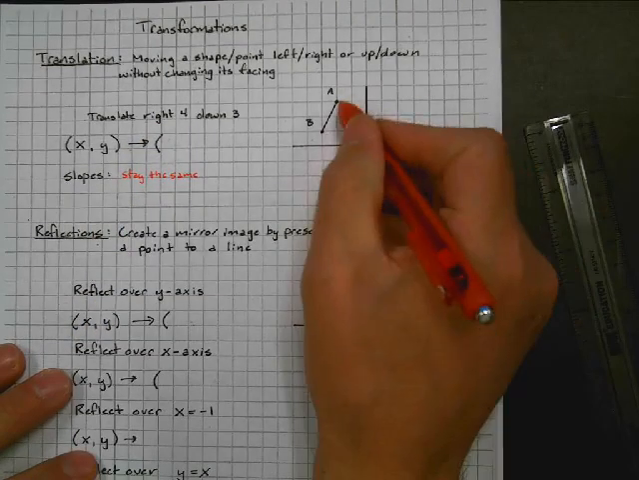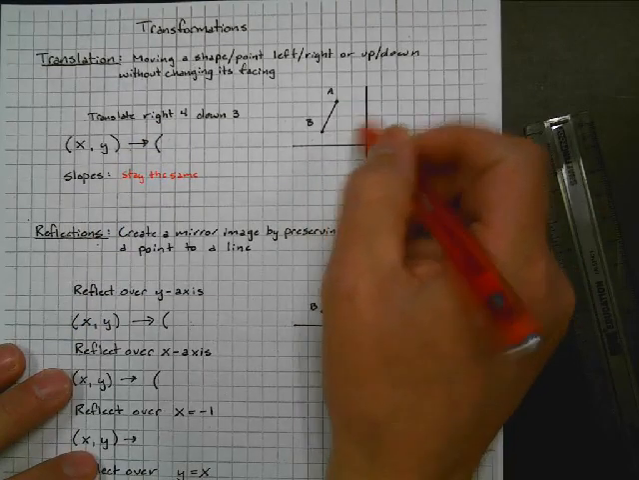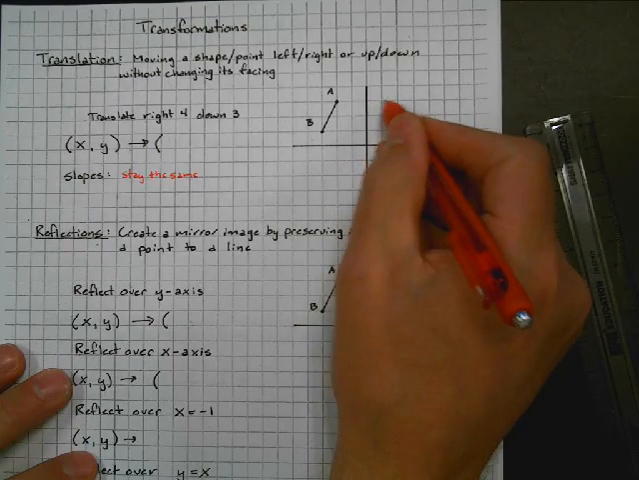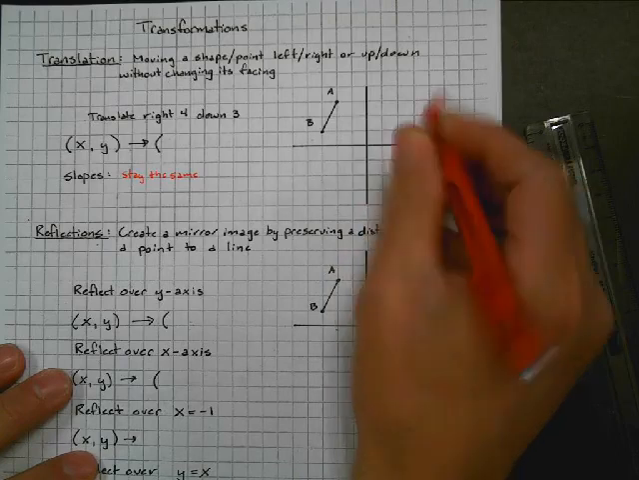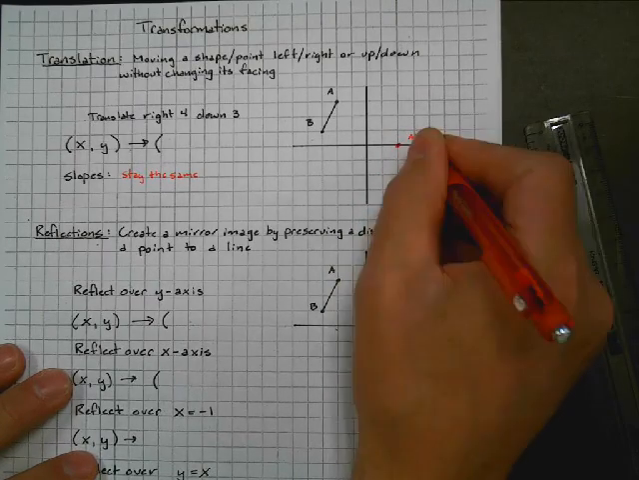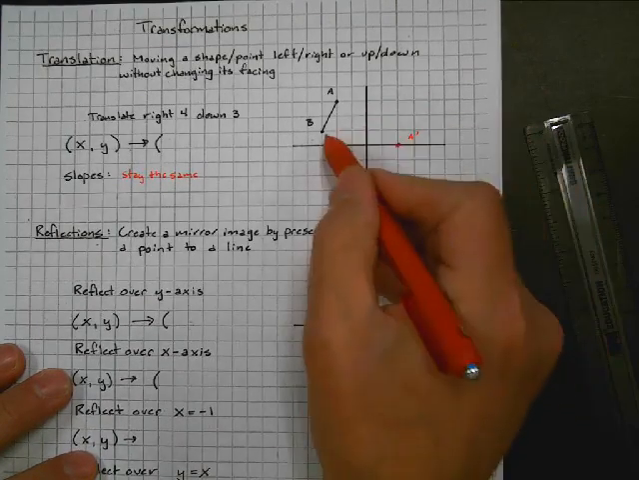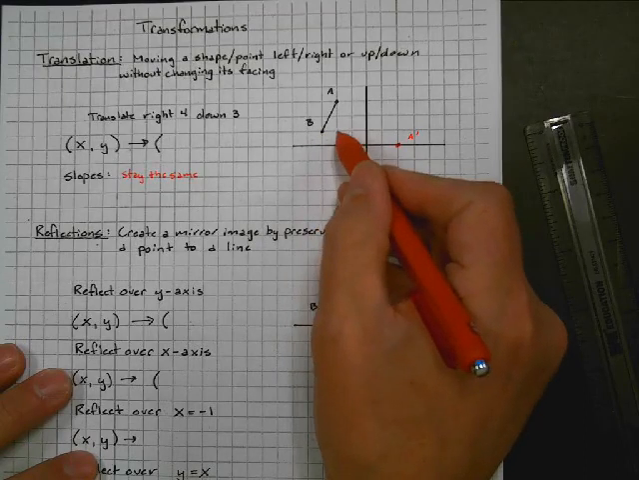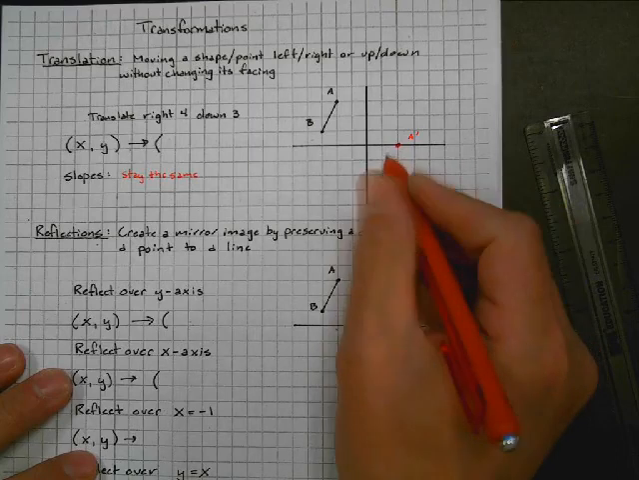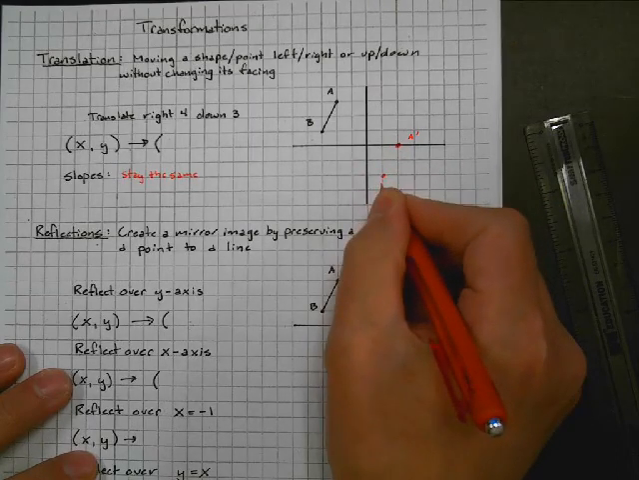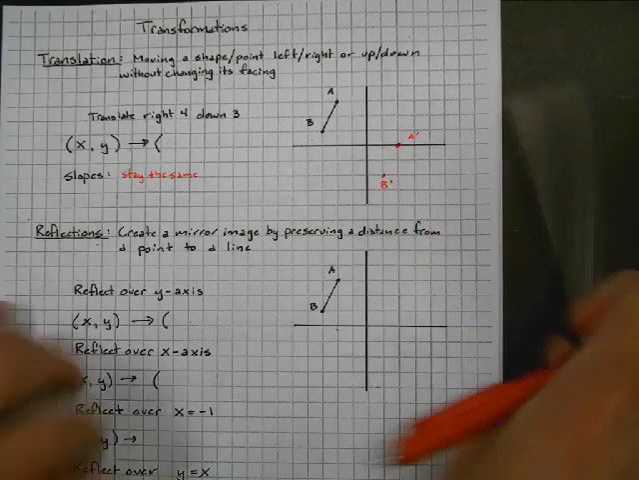So if I take each of these points and go right 4, 1, 2, 3, 4, and then down 1, 2, 3, A would move to here. We would actually call it A prime, but whatever. Okay, then we'd go right 4, 1, 2, 3, 4, and then down 1, 2, 3. And this would be the copy we call B prime.